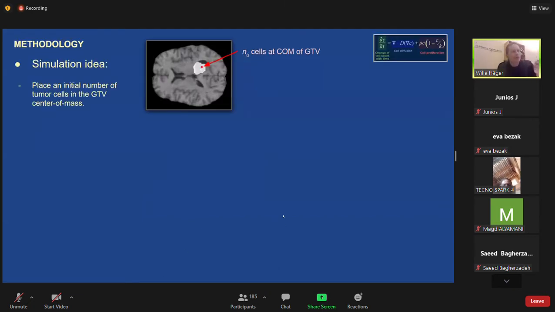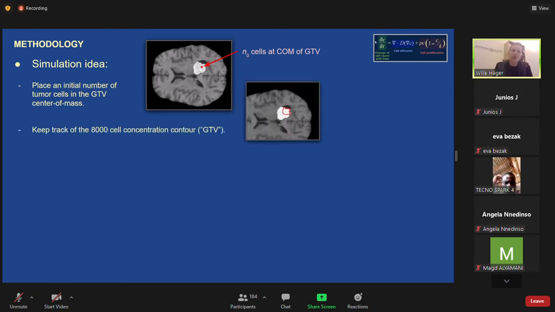The idea was this. We take our segmented brain, we have our finished GTV already, and we place N0 cells at the center of mass of this GTV. This N0 is greater than 1 because we want to account for the phenomenon that tumors tend to need to reach a critical population before they actually start to diffuse away and spread. We place this number of cells, and we let the tumor grow by iterating this equation with time. As we're doing this, we're keeping track of the 8,000 cell concentration contour.